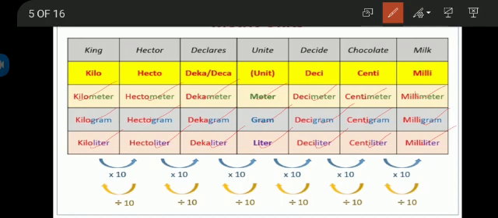So dear students, if you want to convert the bigger unit to smaller unit, you have to multiply the bigger unit by 10, 100, 1000 and so on. Similarly, if you want to convert the smaller unit to bigger unit, you have to divide the smaller unit by 10, 100, 1000 and so on.